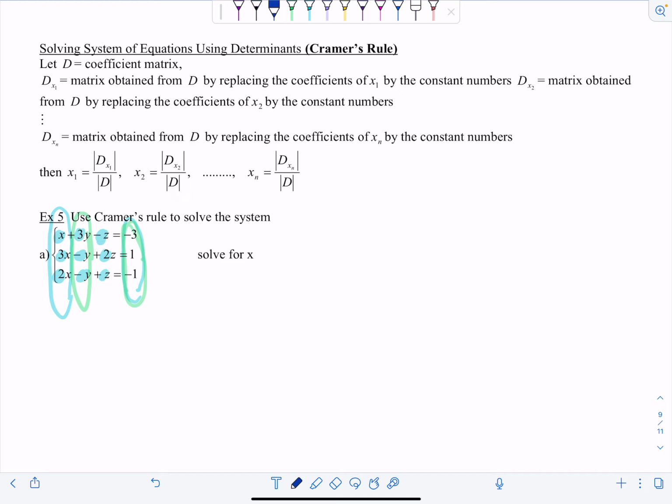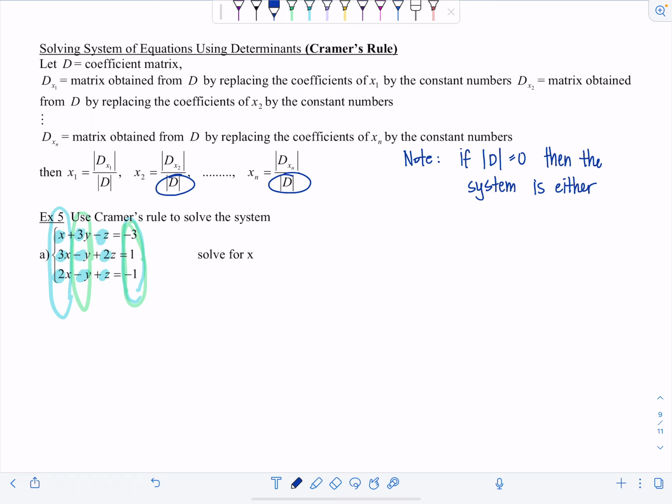Now just notice though, because you're dividing by the determinant of D, right? When you're solving each time. So if the determinant of D is equal to 0, Cramer's rule will not help you solve the system entirely, because that means the system is one of two things. It's either a dependent system, which would have infinitely many solutions, or it's inconsistent. And we'll talk about a little more detail if that were to happen at the end of the video, okay?